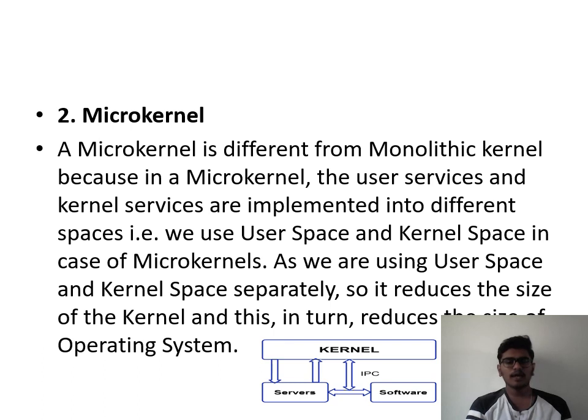So coming to the microkernel, a microkernel is different from a monolithic kernel because in a microkernel the user services and the kernel services are implemented in different spaces. That is, we use user space and kernel space separately in the case of microkernels. So it reduces the size of the kernel, and this in turn reduces the size of the operating system. It is completely different from the monolithic kernel.